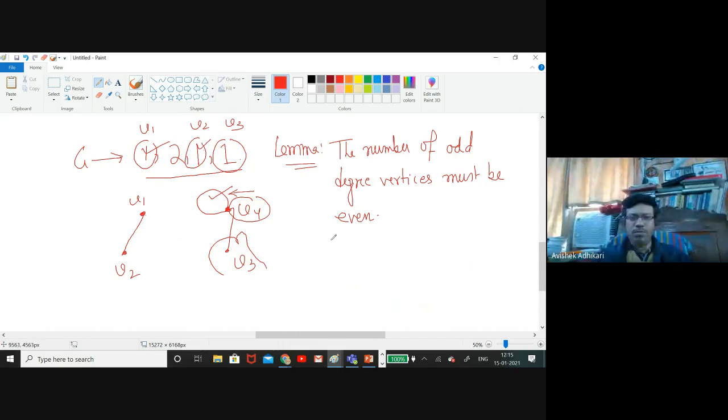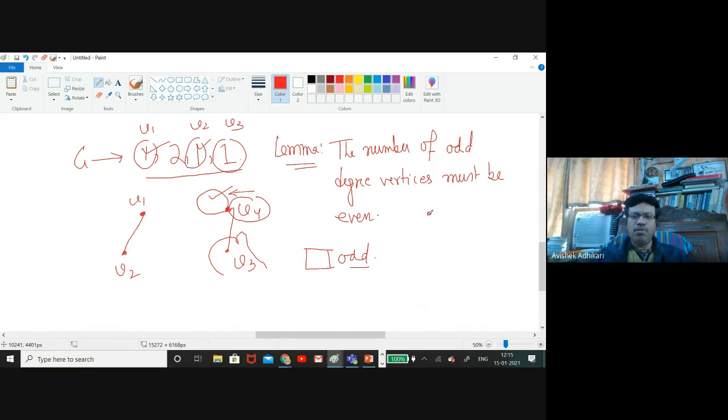What will happen if you have an odd number of odd degree vertices? The degree of each vertex will be either even or odd, right? If you take all the even degree vertices and sum them, you will always get an even number. If you have an odd number of odd degree vertices and sum them up, you will get an odd number. So even plus odd gives ultimately an odd.